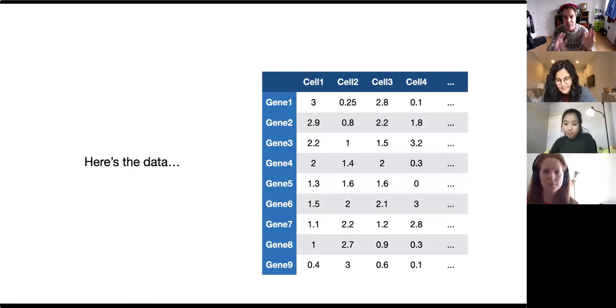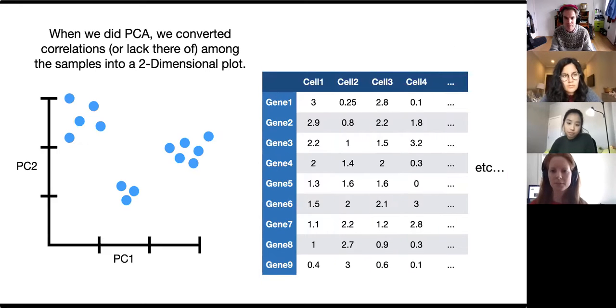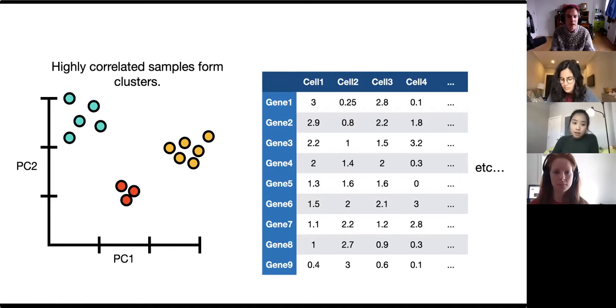Okay, so here's our data, just like we had a few minutes ago. Each column shows how much each gene is transcribed in each cell. And when we did PCA, we converted the correlations or lack thereof among the samples into a two-dimensional plot, or we did it with singular value decomposition, and we projected it into some high dimensional space, and we found that best fitting line, and we called that PC1, and we found the second best fitting line that was perpendicular to PC1. We called that PC2. Okay. So highly correlated samples form clusters.